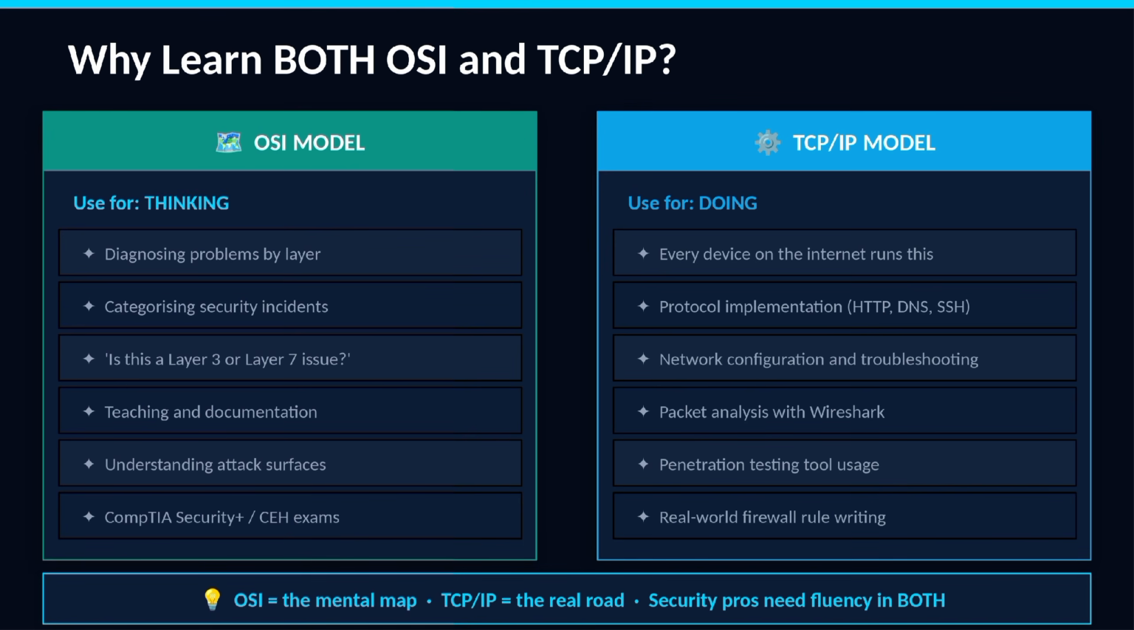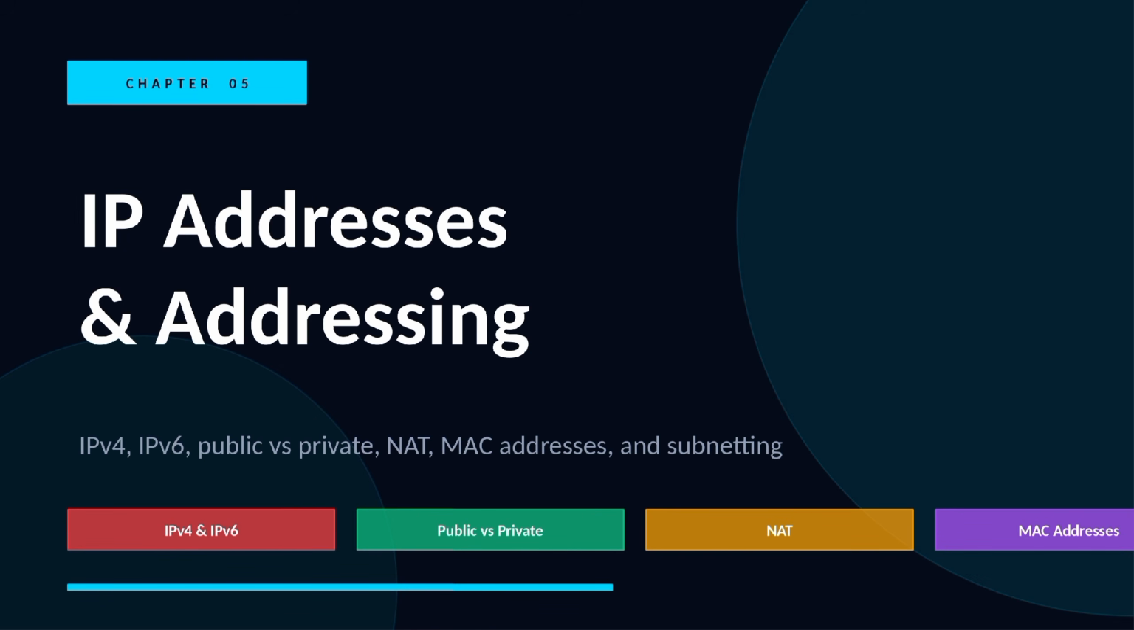When something breaks, you can ask, is this a layer 3 problem, layer 7? It helps diagnose and categorize network issues. TCP/IP is what actually works. You need both. OSI for thinking and troubleshooting, TCP/IP for real-world implementation. Security certifications like CompTIA Security Plus and CEH test you on both, and every real cybersecurity job expects you to know both.